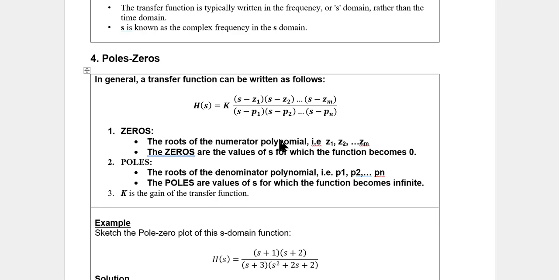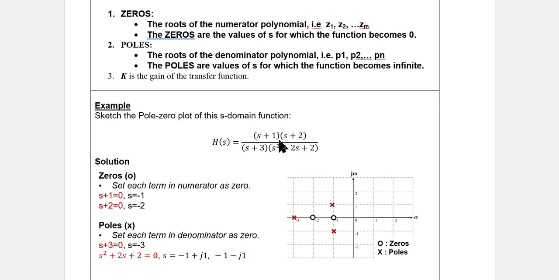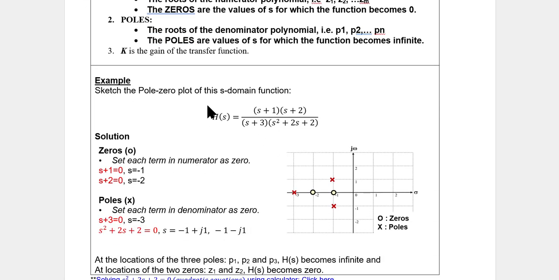How to find these values? The easiest way is to look at an example. This is an example. Here we have a transfer function. We can see there's a polynomial. This is the numerator and this is the denominator.